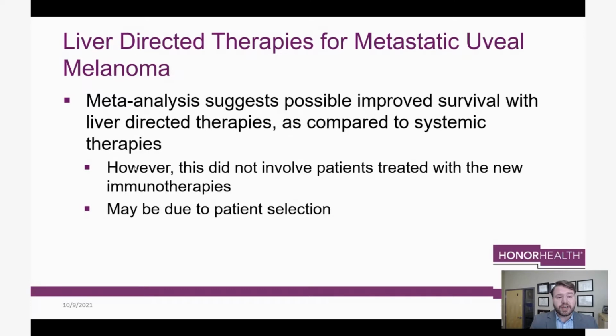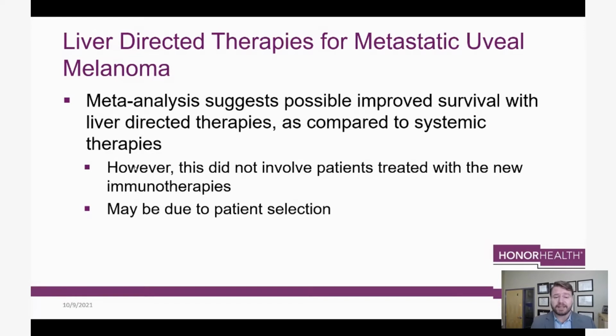And we don't actually know what is better right now, liver-directed therapies or systemic therapies. There's no data directly comparing the two to tell us if one is better than the other. We did have a meta-analysis that was published a couple years ago that suggested maybe there's a small improvement in survival for people who get liver-directed therapies as compared to systemic therapies. But there's a lot of caveats to this.